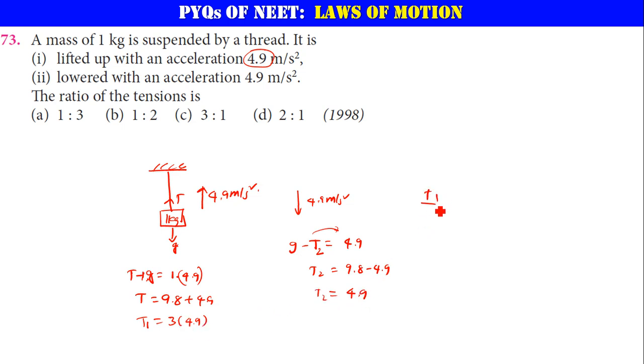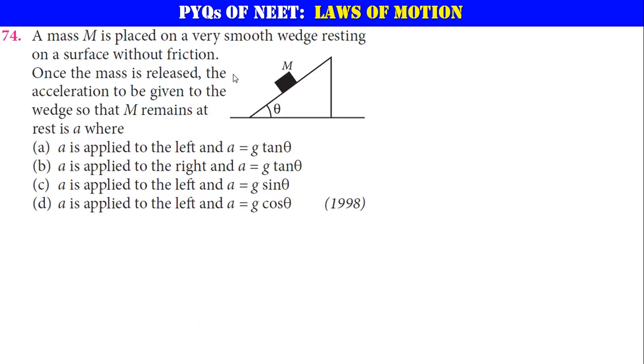Yes. The ratio of the tensions, T1 is to T2, is equal to 3 into 4.9 divided by 4.9. 4.9 gets cancelled. You get 3 by 1, or 3 is to 1, is the answer. Clear? Next. This problem we have done almost 2 to 3 times already.